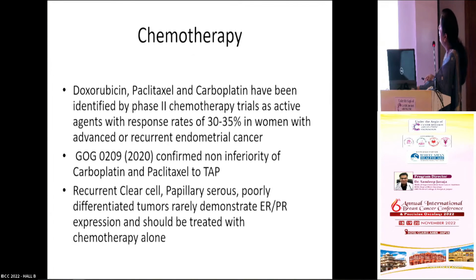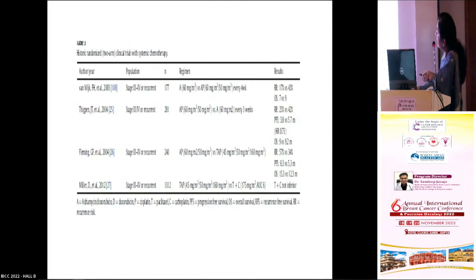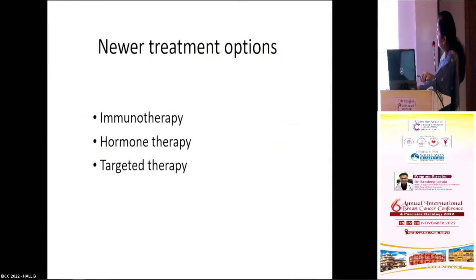As far as chemotherapy is concerned, GOG 209 has confirmed non-inferiority of carboplatin paclitaxel as compared to the TAP regimen, which was used earlier but had a lot of cardiotoxicity and other issues. So overall, response rates of 30 to 35% were seen in women with advanced or recurrent endometrial cancer with various chemotherapy regimens. These are the various trials that were done here. This is the one which proved the non-inferiority of paclitaxel plus carboplatin.